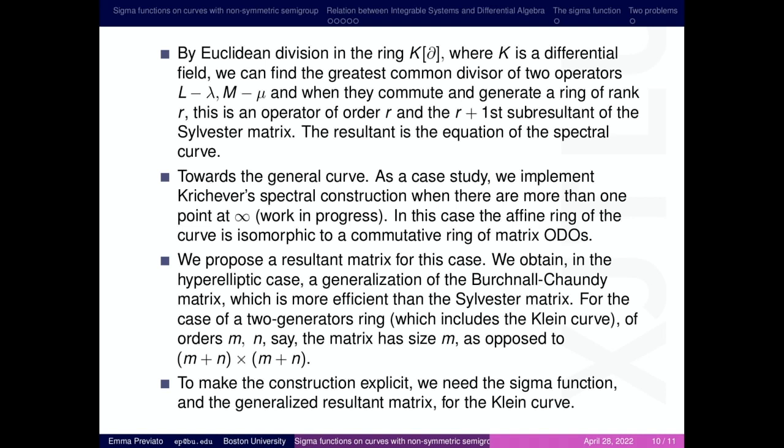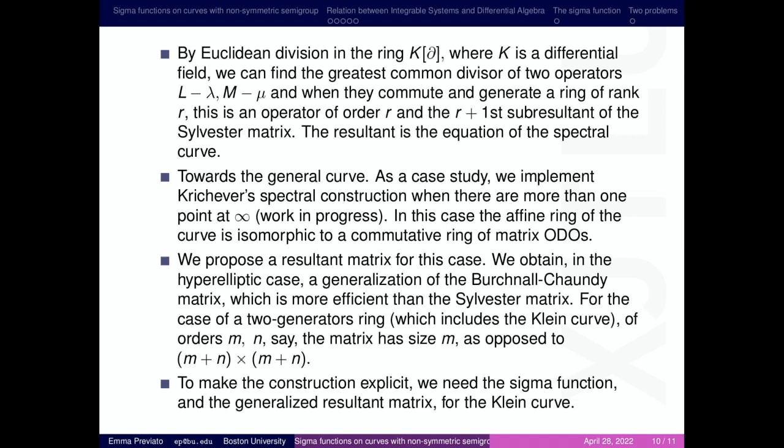They act on vector functions, and it's not the same thing as going from an order n differential equation to an order n linear system. It's different. So we have these several points at infinity. We have these algebraic functions with those two essential singularities. They will be essential singularities of the common eigenfunction. And what we don't have is the resultant. We don't have the Sylvester resultant in that case. How do we write the equation of the curve?